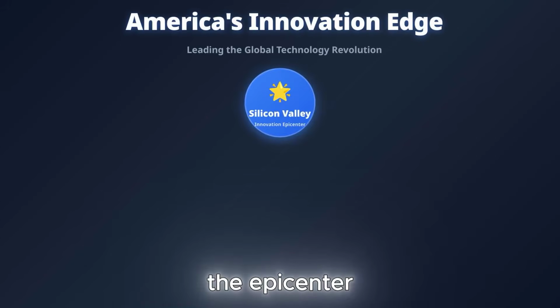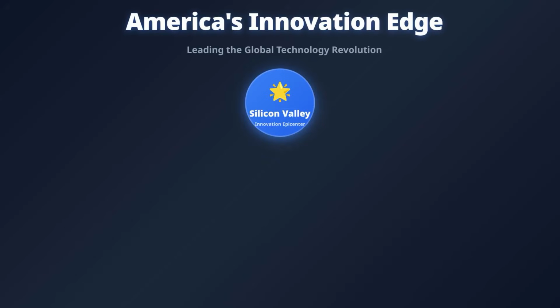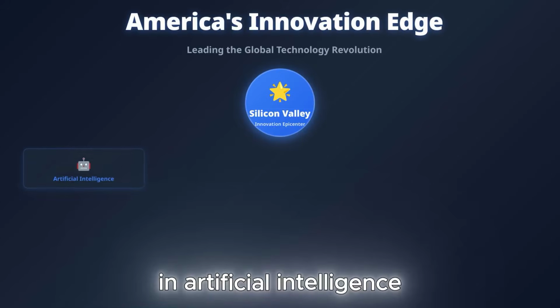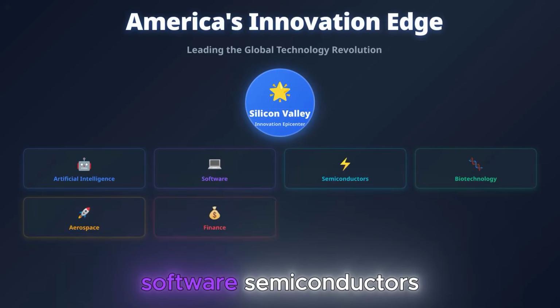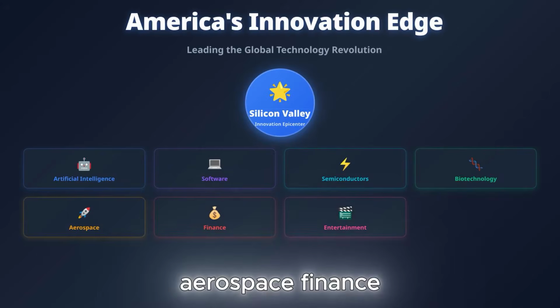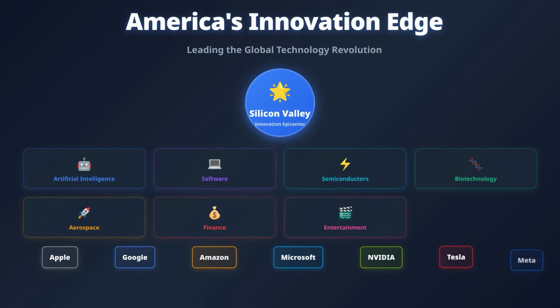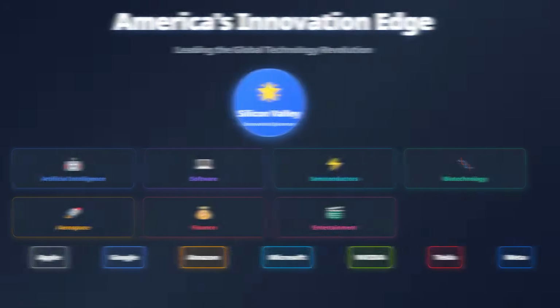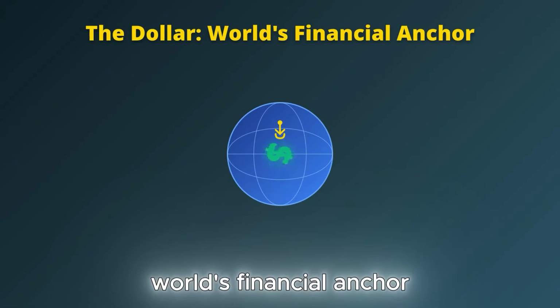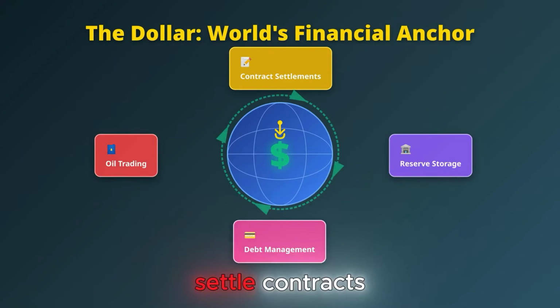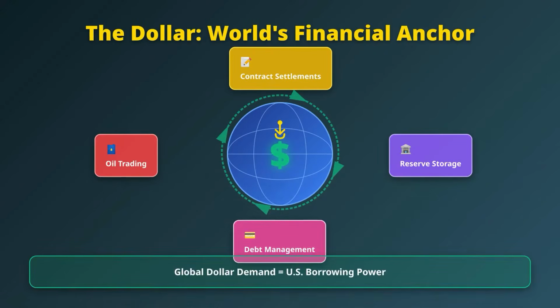Silicon Valley remains the epicenter of modern technology. The United States leads the world in artificial intelligence, software, semiconductors, biotechnology, aerospace, finance, and entertainment. Companies like Apple, Google, Amazon, Microsoft, Nvidia, Tesla, and Meta don't just dominate American markets, they dominate global ones. The US dollar acts as the world's financial anchor. Countries use it to trade oil, settle contracts, store reserves, and manage debts. As long as the world needs dollars, the United States can borrow cheaply and spend aggressively.